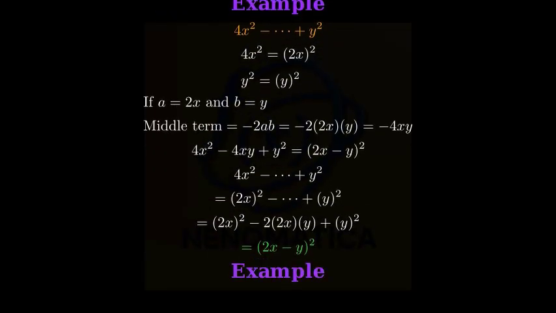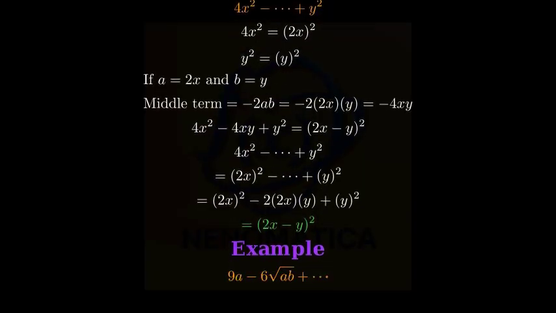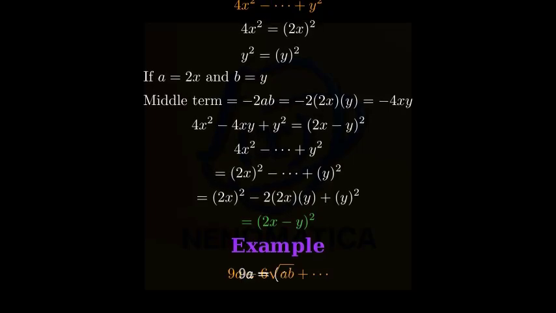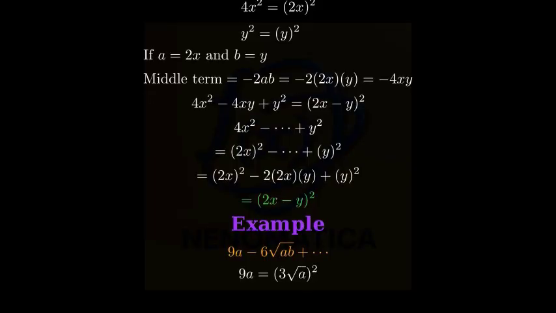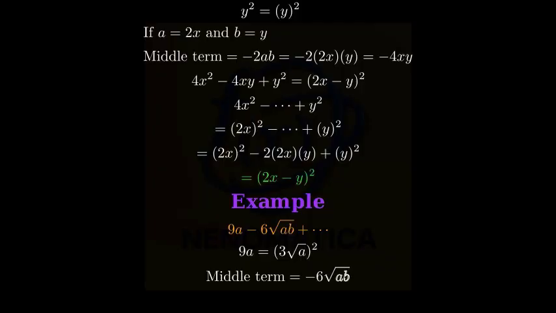Now, let's move on to our second example. We need to convert 9a minus 6 square root of ab plus blank into a perfect square binomial. For this example, we need to work backward. First, we recognize that 9a is (3 square root of a) quantity squared, as 3 square root of a times 3 square root of a equals 9a. We also see that the middle term is negative 6 square root of ab.